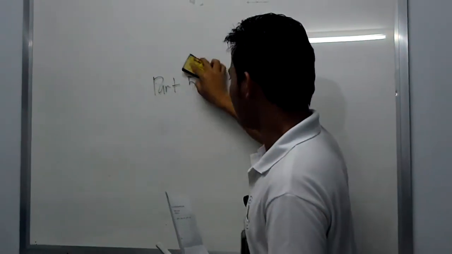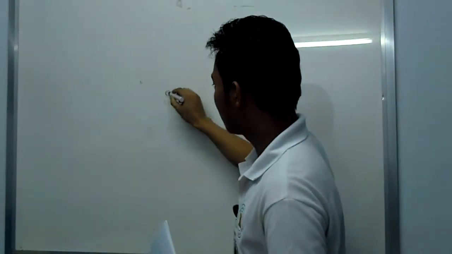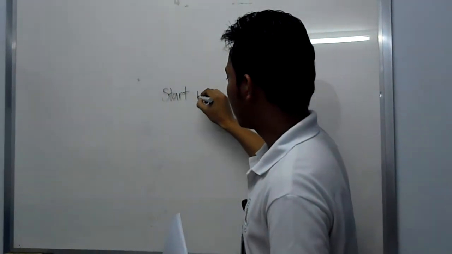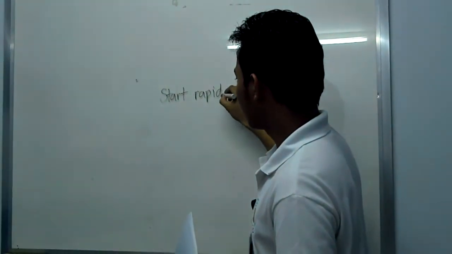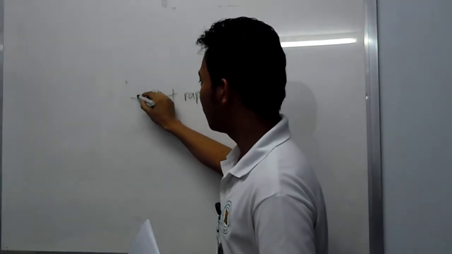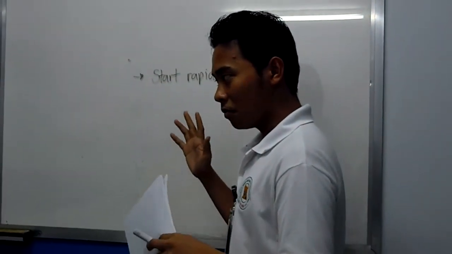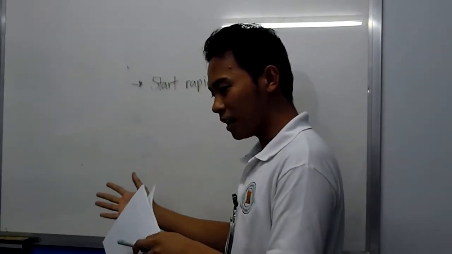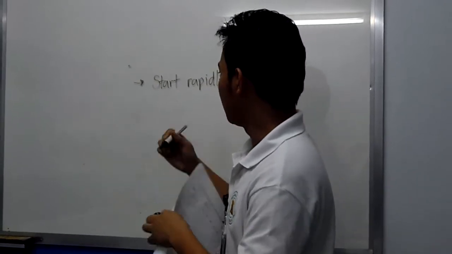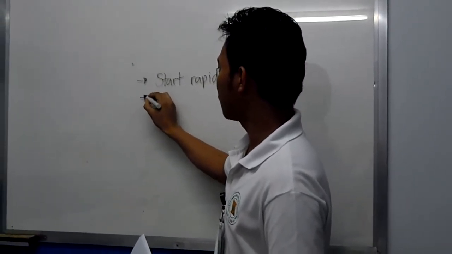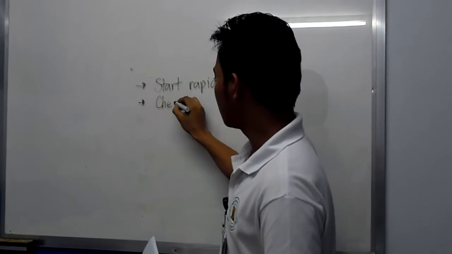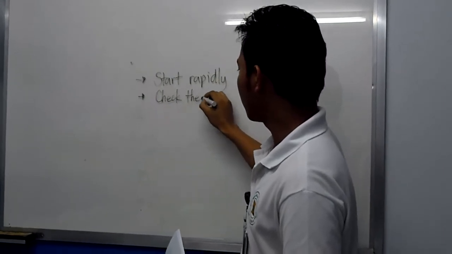Okay. After you finish Part 4 of the TOEIC test, you start Part 5 rapidly. Part 5 is mostly about grammar. So it's like mathematics. You need to know what goes after the word and before the word. You start rapidly, and then first check the blank.